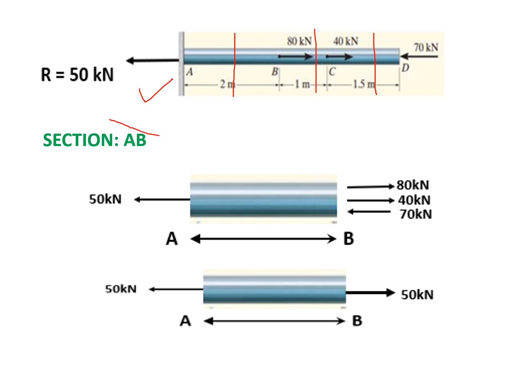So here first I talk about the section AB. So that section I am taking here. So this is the section AB. Now we have to check in this particular section what the forces are. When you see this section, first we have to check the forces on its left face. So we have a 50 kilonewton force. So in this AB section, the left face force is 50 kilonewton.